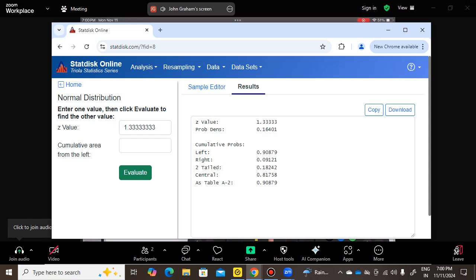And we get to the right 0.09121 or 9.1%.